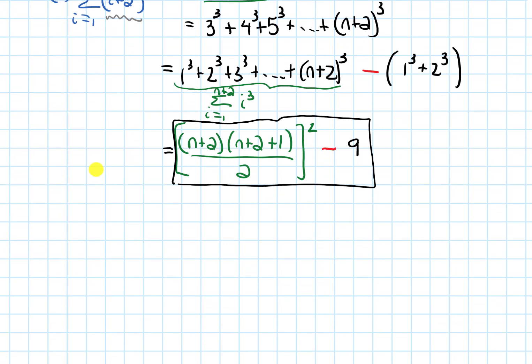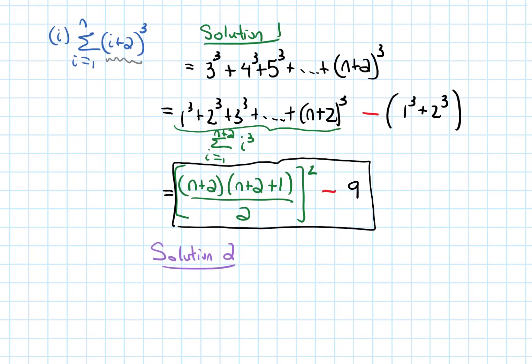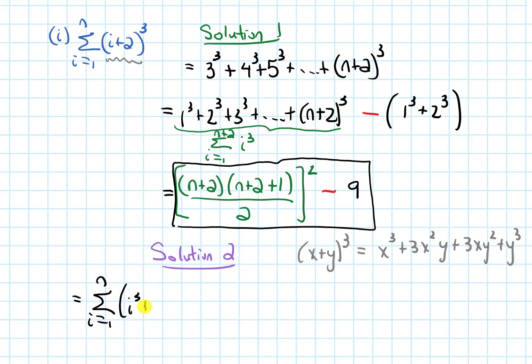So let's also do this one other way. All right, so solution 2 is going to involve the fact that we have something of the form (x plus y) cubed. If you expand this, multiply it by itself 3 times and do a FOIL, you'll end up with x cubed plus 3x squared y plus 3xy squared plus y cubed. So if we do that with our sum, we'll end up with the sum from i equals 1 to n, and we'll get i cubed plus 6i squared plus 12i plus 8.